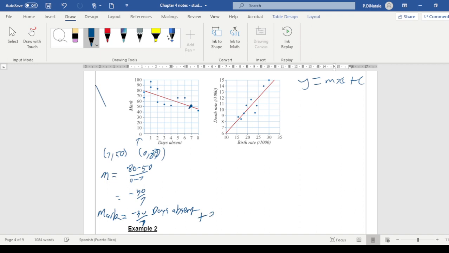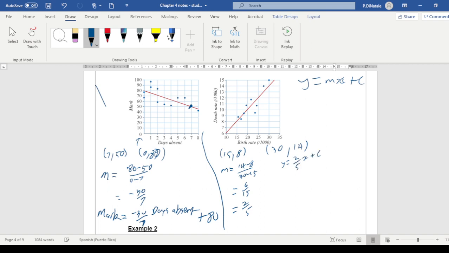plus 80, my y-intercept. For the second one, I'm going to use 15 and 8 because I can clearly see that one crossing the lines, and I can make that point out. And I'm also going to use 30 and 14 because I can see that. So working out my gradient here, 14 minus 8 and 30 minus 15 is going to give me 6 on 15. Simplify that, 2 out of 5 because 3 goes into both of them. So far I've got y equals 2/5 x plus c.